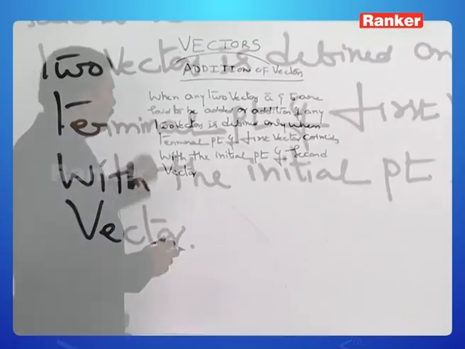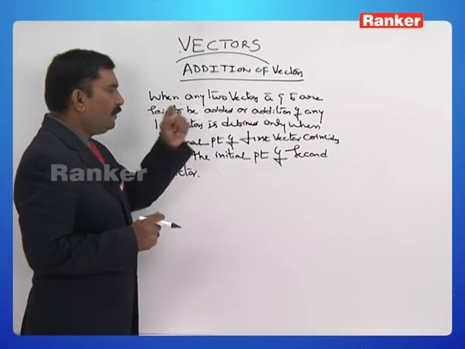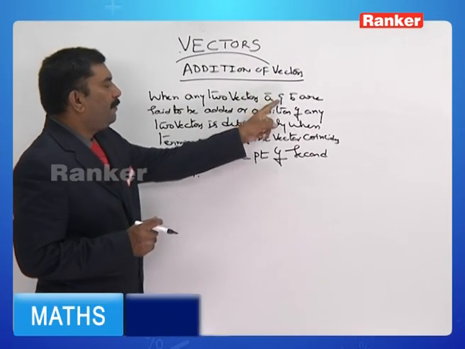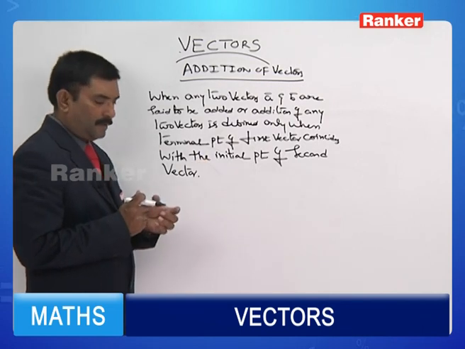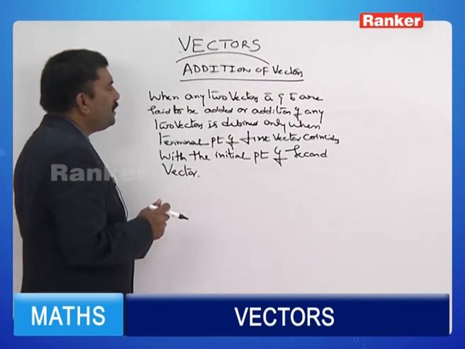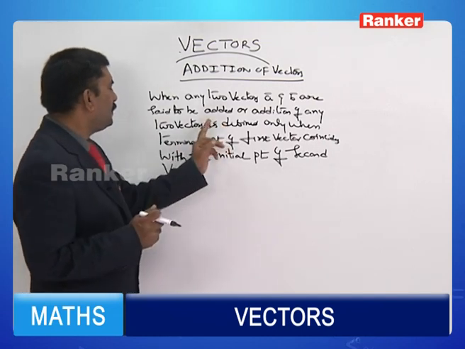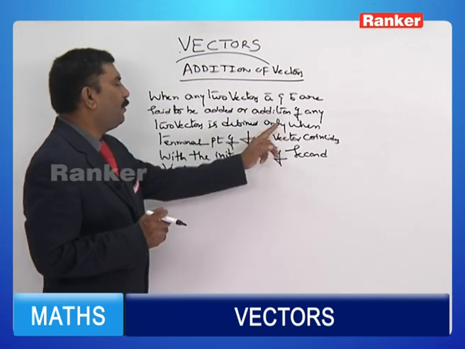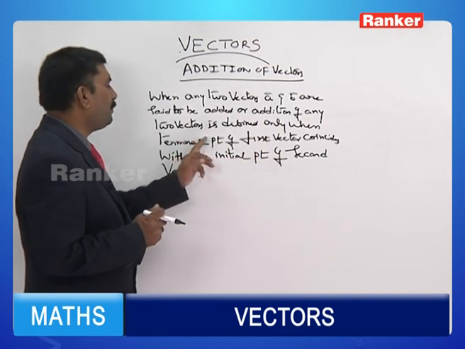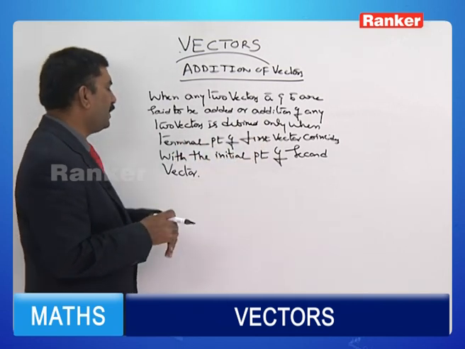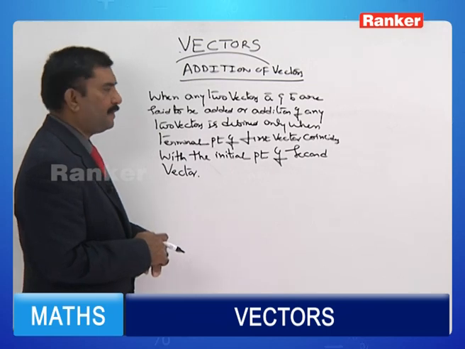Now here, A bar and B bar are the two vectors. So therefore, the addition of any two vectors is defined only when the terminal point of the first vector must coincide with the what? Initial point of the second vector.